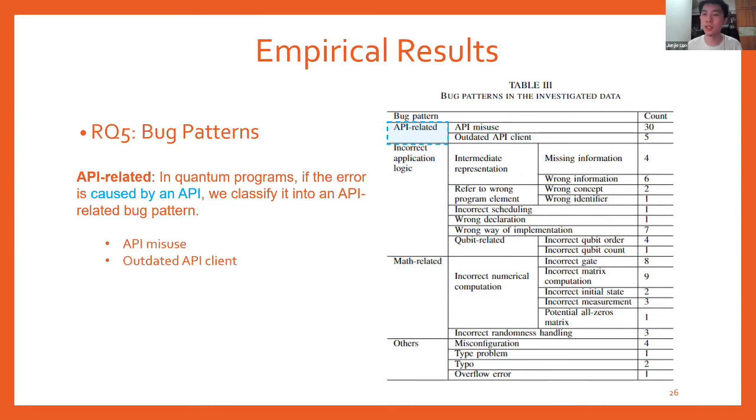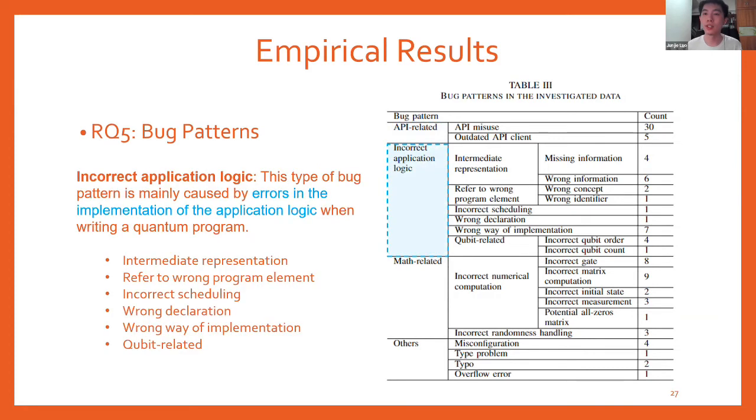The API-related bug pattern means that the error is caused by an API in quantum programs. There are two main subcategories, including API misuse and outdated API. The incorrect application logic bug pattern is the bug state caused by errors in the implementation of the application logic when writing a quantum program. This bug pattern consists of 6 subcategories, including incorrect representation, wrong program elements, incorrect scheduling, wrong declaration, wrong way of implementation, and qubit-related bugs.